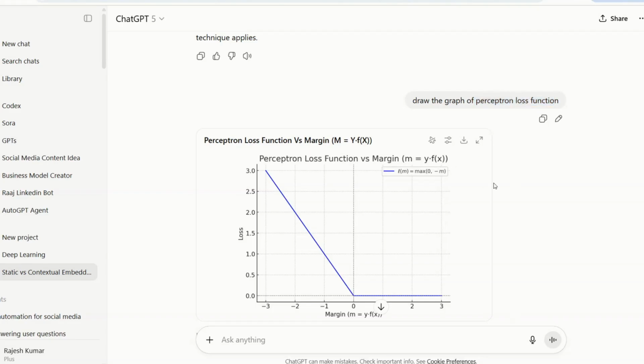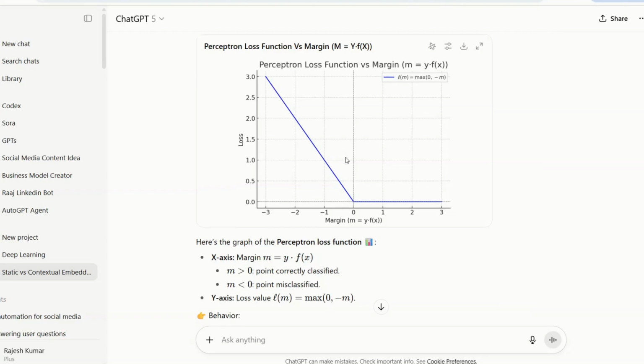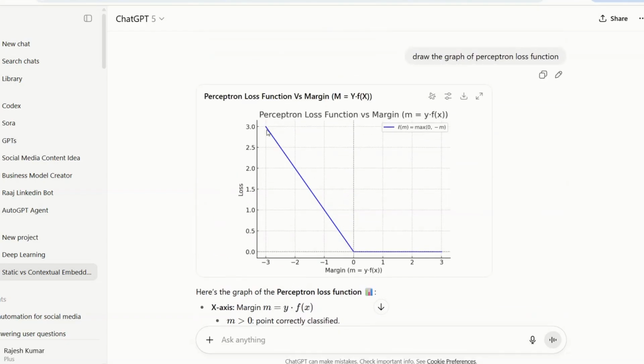Okay, so this is the graph of the perceptron loss function. The loss is y into fx, right? This is the loss, y into fx. And you can see that this is a nice graph of the loss function, whatever you just learned.